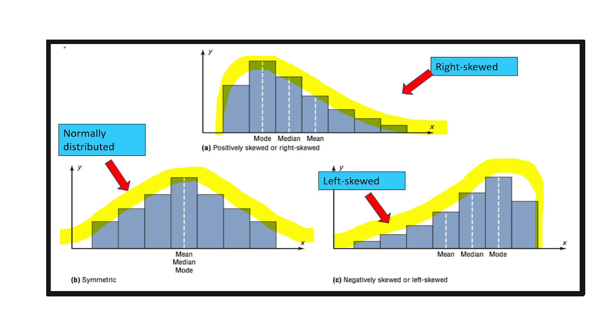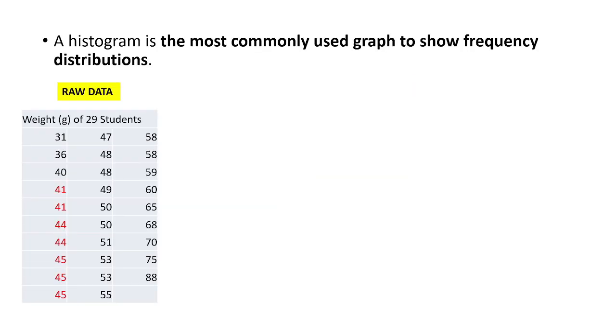A histogram can show if the data is normally distributed or skewed to the right or skewed to the left. A histogram is the most commonly used graph to show frequency distributions.